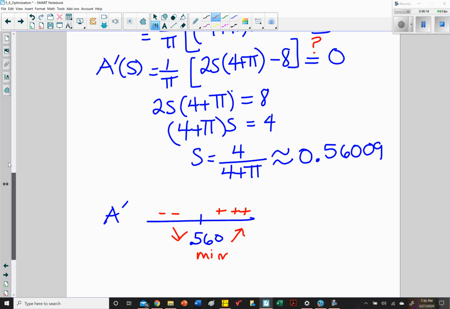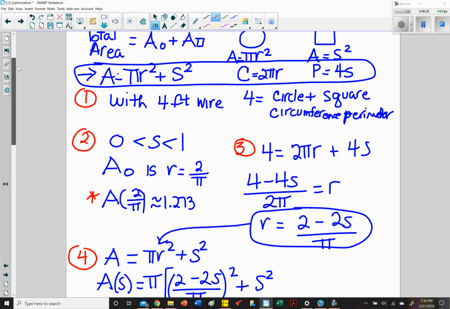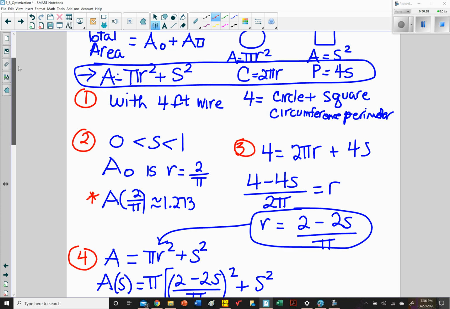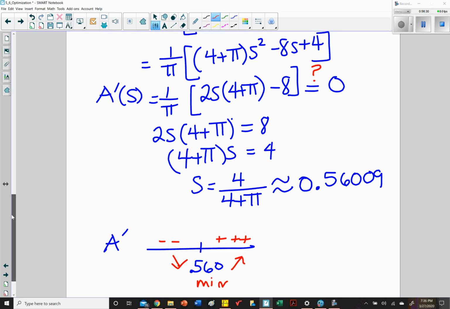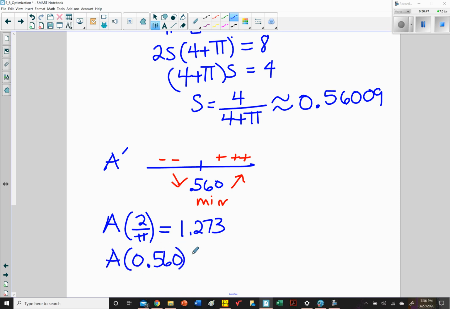Where's my thing I put a star by? The A of 0 is 1.273. The A of 2 over pi is 1.273. The A of 0.560 is 0.560. And the A of 1 is 1.